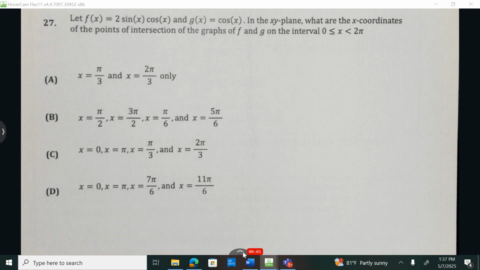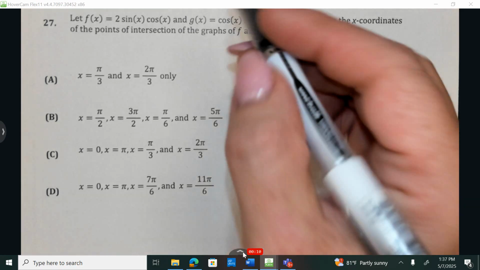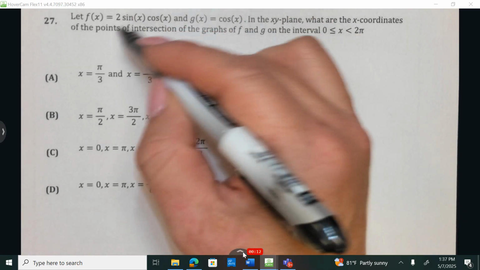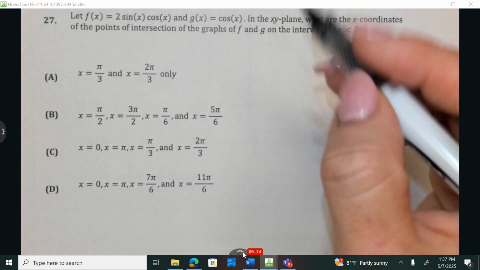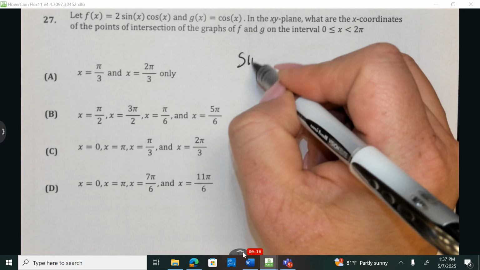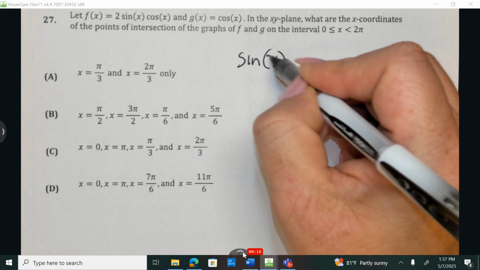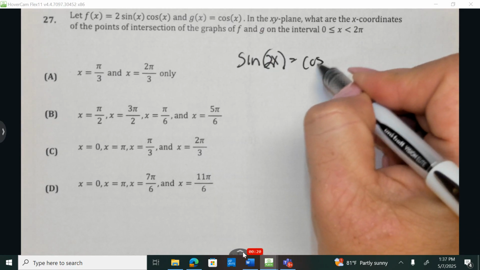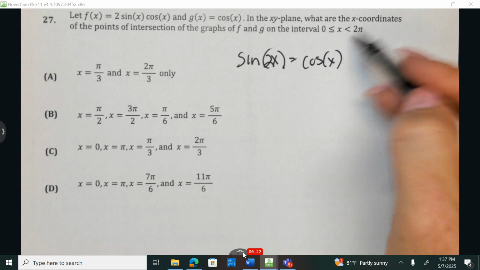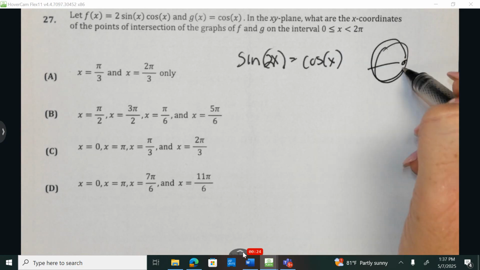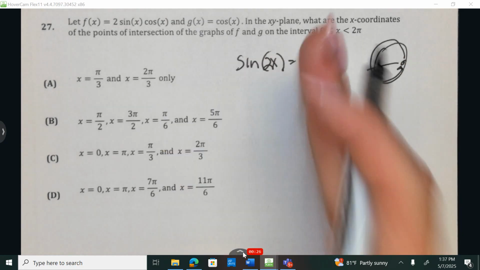So for this, I'm going to use a very common multiple choice or standard testing procedure, and that's just going to be plug and chug. What I recognize is that this is a double angle formula. So 2 sine of x cosine of x is equivalent to the sine of 2x, and I'm going to set it equal to the cosine of x. And I want to know from 0 all the way up to 2 pi, when the left side equals the right side.